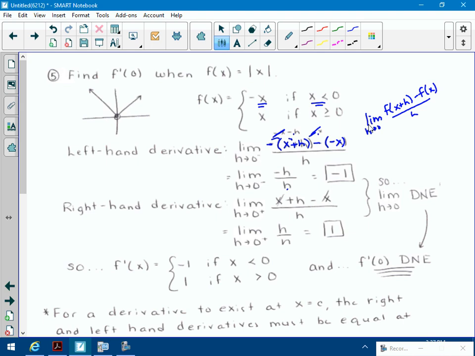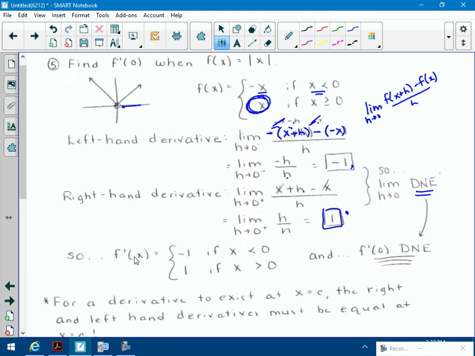The right-hand derivative, if I'm coming in looking at the slope from the right-hand side, then I'm using this equation for f of x. So now f of x plus h is just x plus h minus f of x, which is just x, all over h. And you can see the derivative from the right is 1. But if the left-hand derivative limit doesn't equal the right-hand derivative limit, the limit as h goes to 0 does not exist.